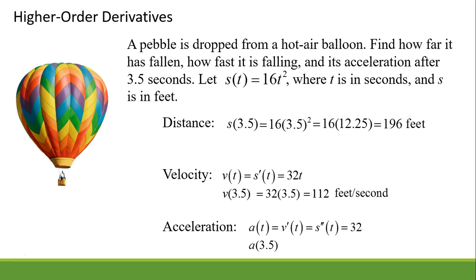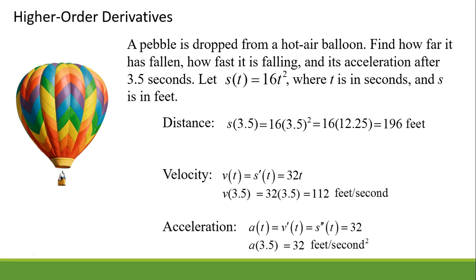To find the acceleration at 3.5 seconds, we substitute 3.5 into our acceleration function for t. But there isn't a t in that function, it's just a 32. It's a constant function. So the acceleration is a constant value of 32 feet per second squared.